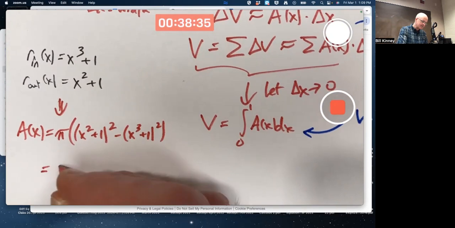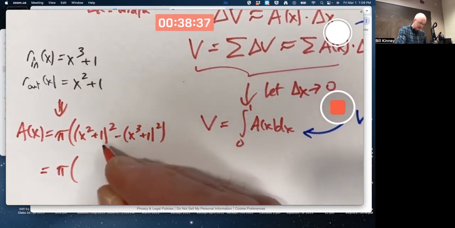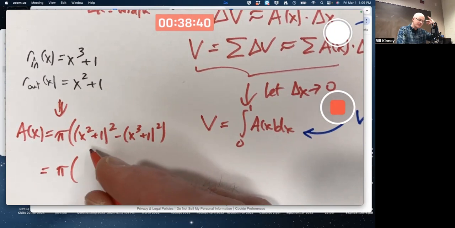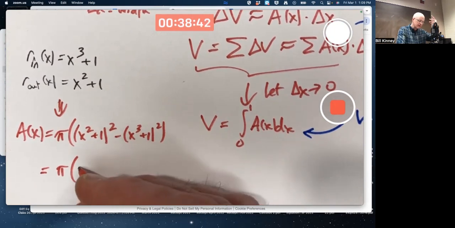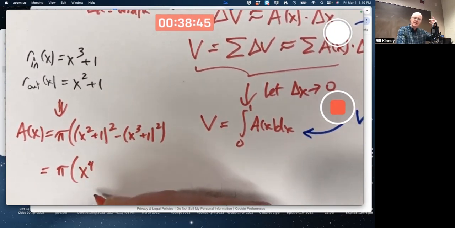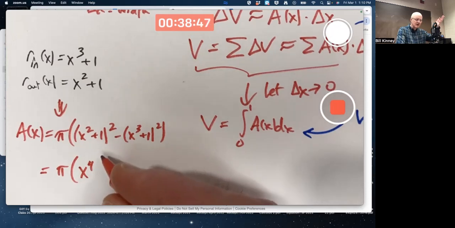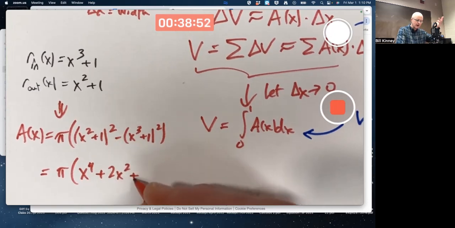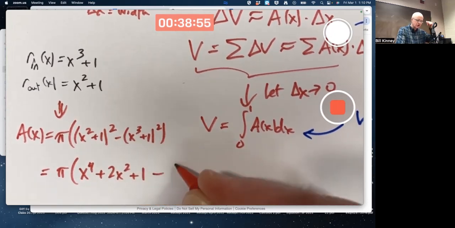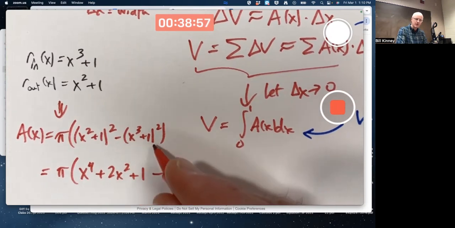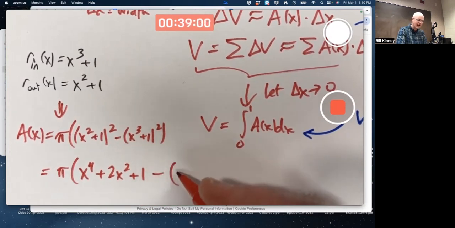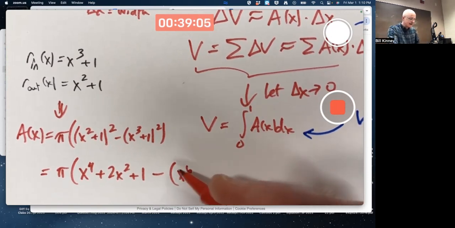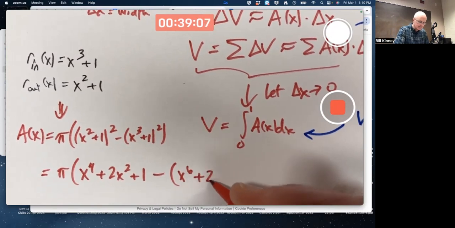Let's simplify it. Square these binomials. I have to FOIL in my head. X squared plus 1 squared will be first times first is x to the 4th. Both the outside and inside products are x squared, so I get 2 of those. Last times last is 1 squared, which is 1. Subtracting this thing squared, FOIL that: x cubed times x cubed is x to the 6th. Both the outside and inside products are x cubed, so I get 2 of those. And last times last is 1.